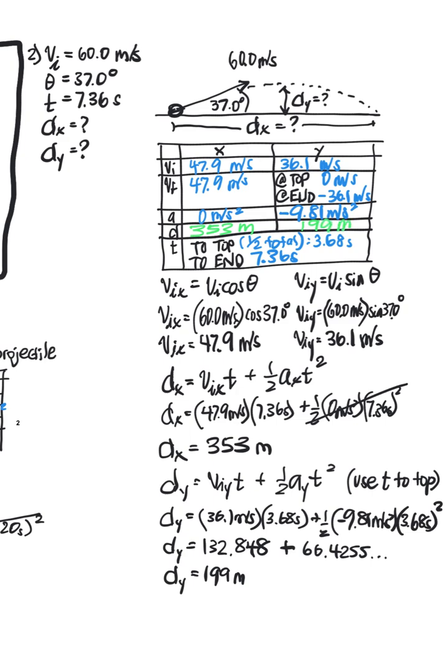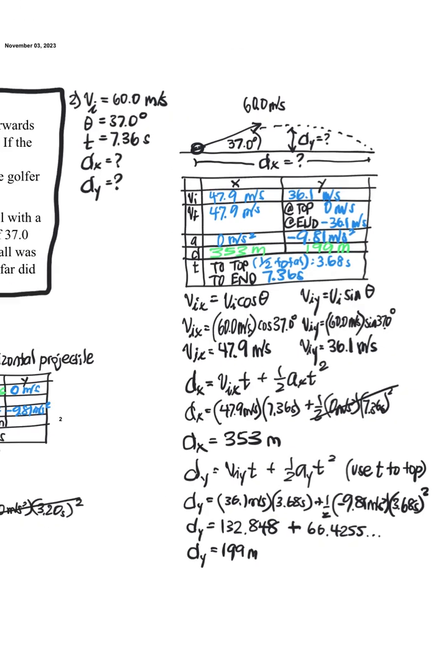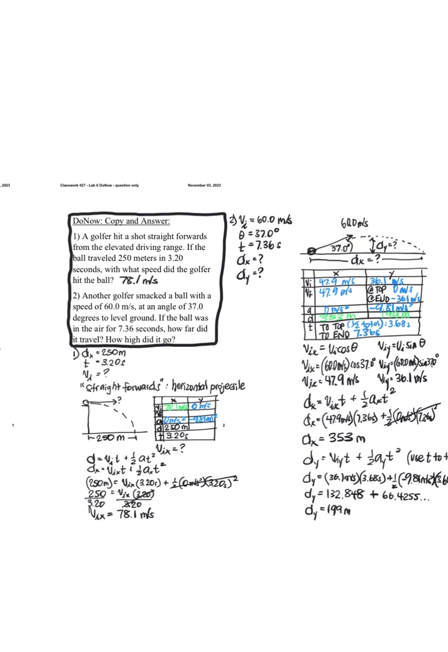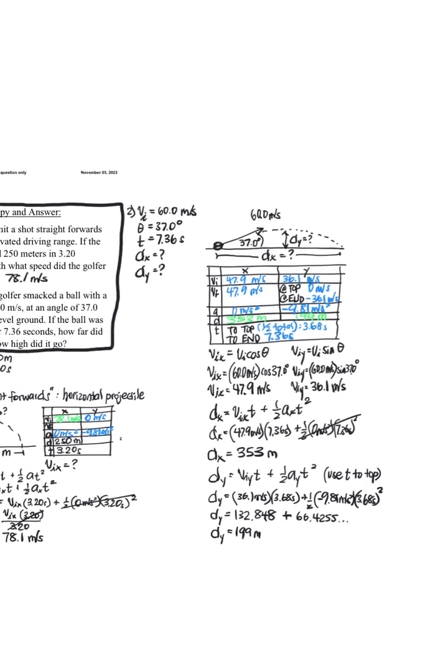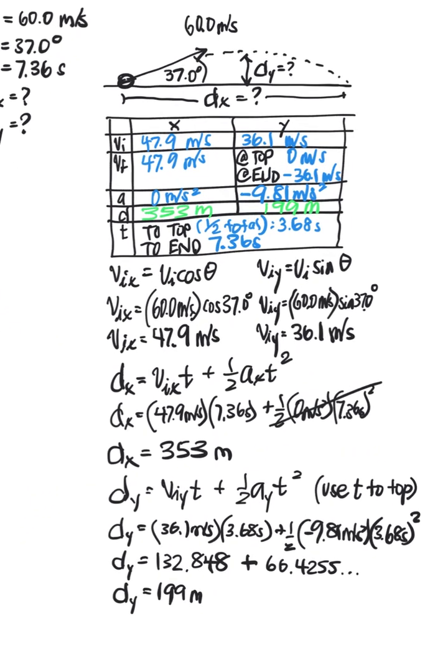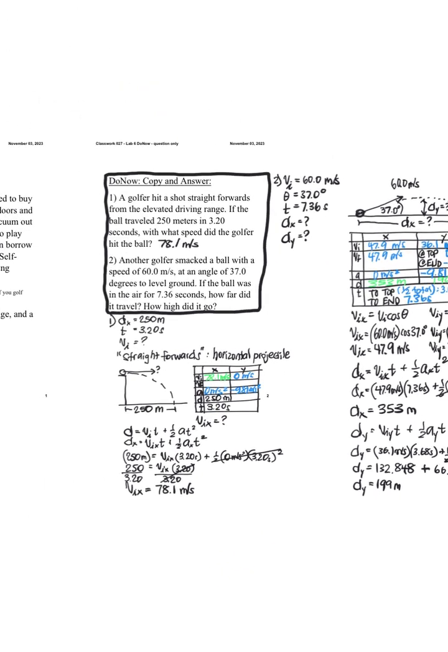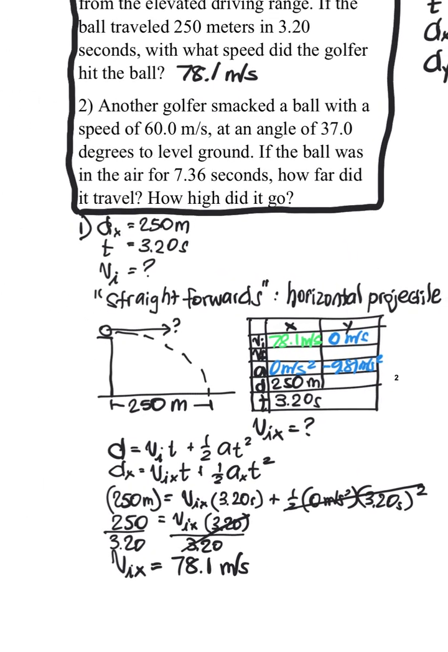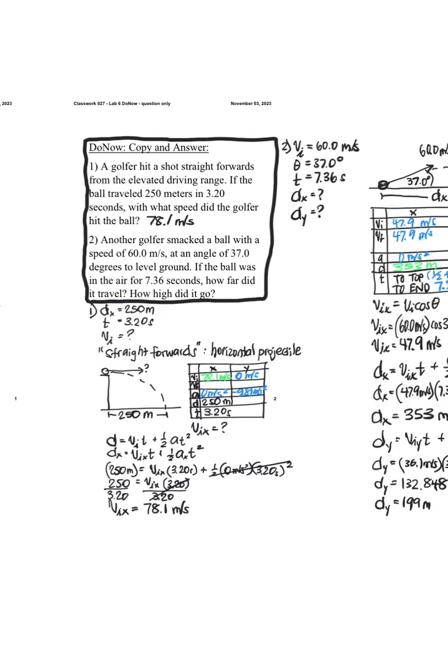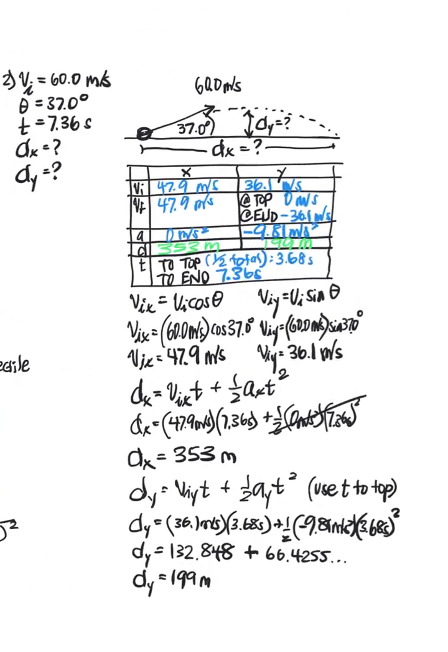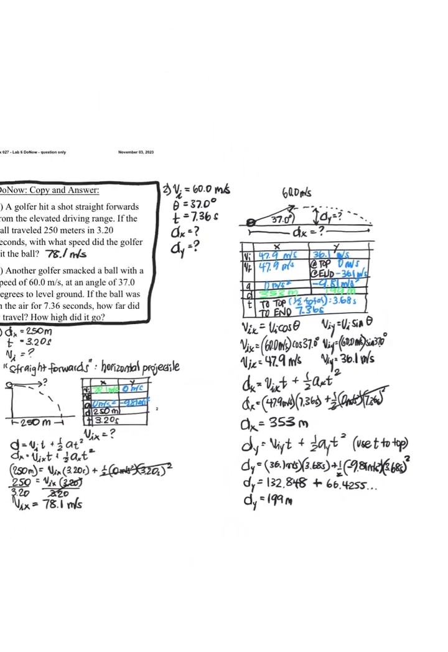199 meters is how high. And so those are the two parts there. So yeah, 353 and 199. So yeah, the first question here, that was a horizontal projectile. And then the second question was a projectile at an angle, solving for two different things.